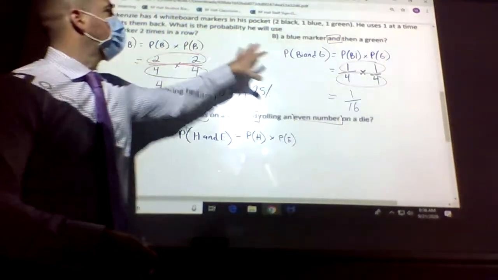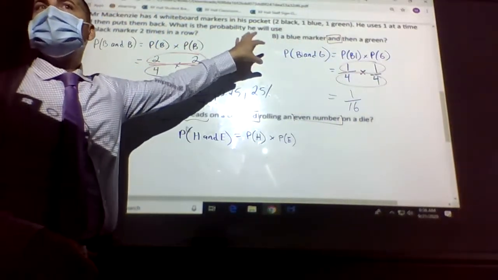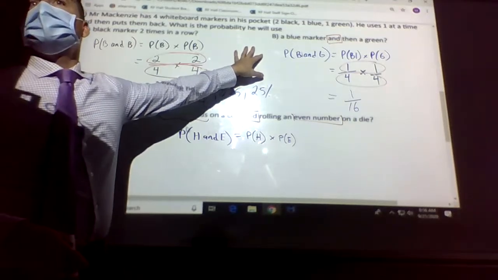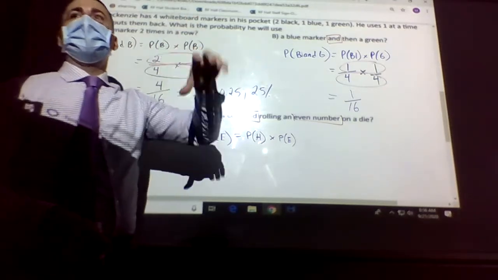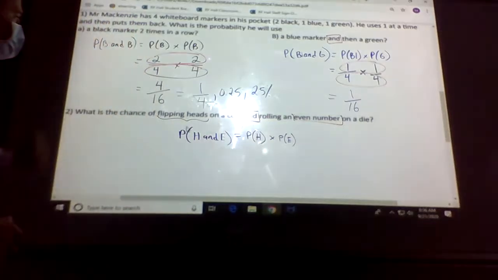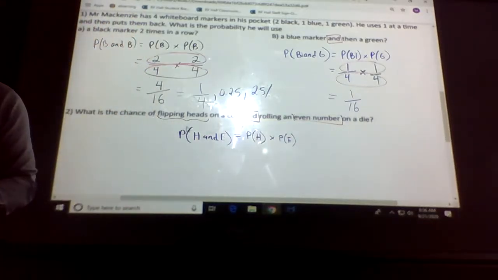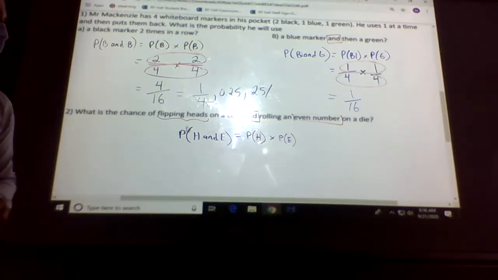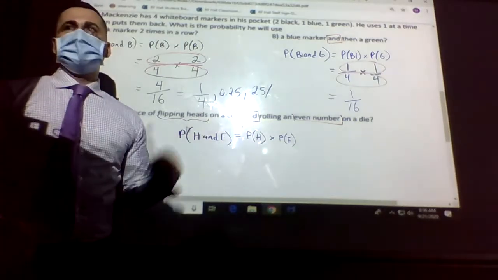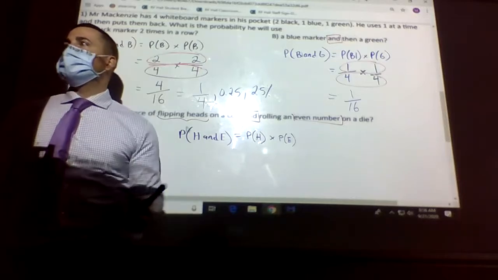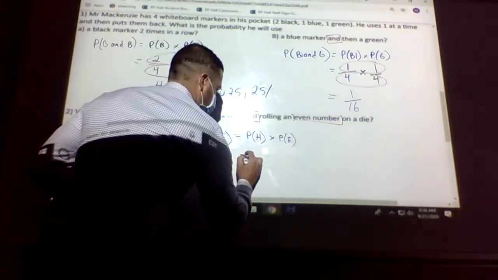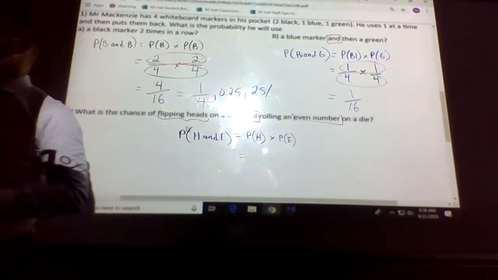So with the first question, was this independent or dependent? Independent, right? Independent because each event did not affect the next. And these don't affect each other. Flipping a coin or rolling a die, they have no effects on each other, so each event is independent as well.